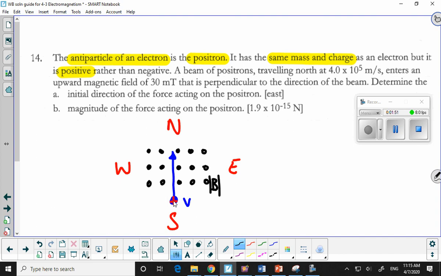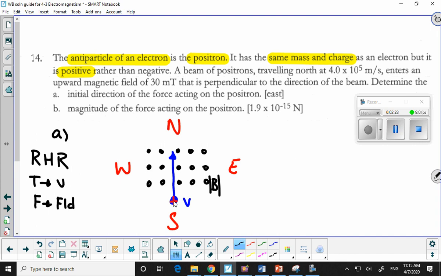So when we do A over here, we're going to say, okay, our thumb of our right hand, because it's a positive particle, the thumb represents the direction of the velocity of the charge. So that's going to be your right thumb pointing towards the top of your page, towards north. Your fingers, they represent the field. And the field in this case is coming out of the page.